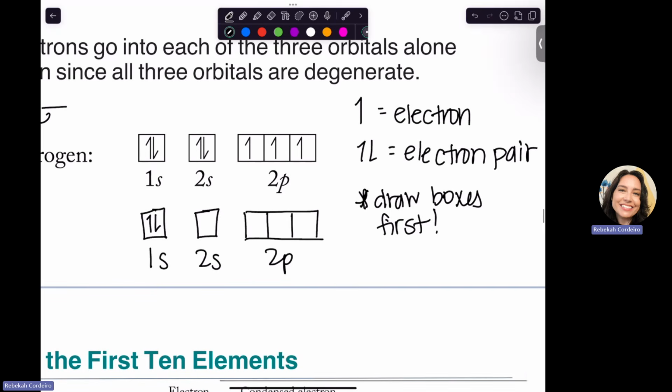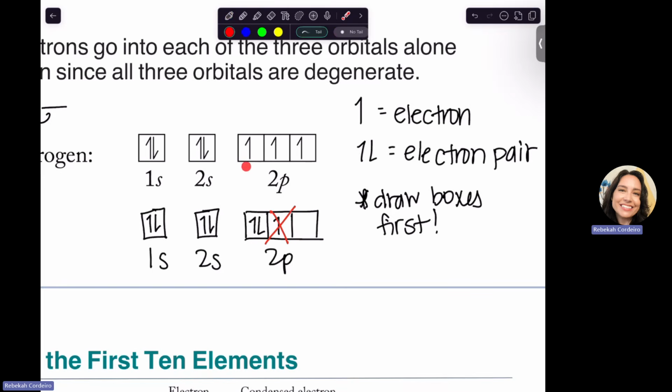Next up we have 2s. So we'll put 2 in the 2s, 1, 2. And then we have 2p. Now each of these boxes is actually the same energy. So if each of these boxes is the same energy, we're not going to put electrons in like this, because then the electrons are repelling each other. They're both negative, so they don't really want to be together. If they can help it, they'd rather be in their own box. So this is not going to be correct.